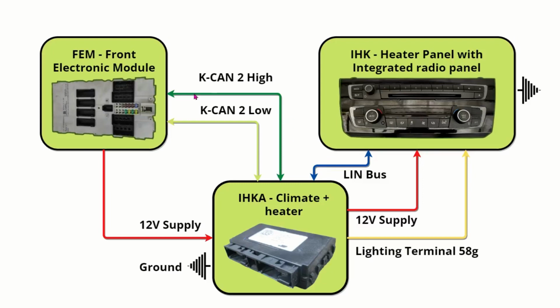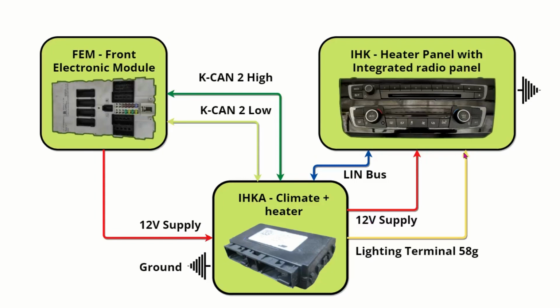So the ICA communicates with the FEM via K-CAN high and K-CAN low, and basically everything that is to do with the radio system and the heater controls comes obviously via K-CAN. Then it's controlled, actuated via the LIN bus through messaging that way, because it's not safety critical, it doesn't need massive speed, so LIN will suffice. It's a 12-volt supply, obviously, to the ICA to power it up, and a ground.